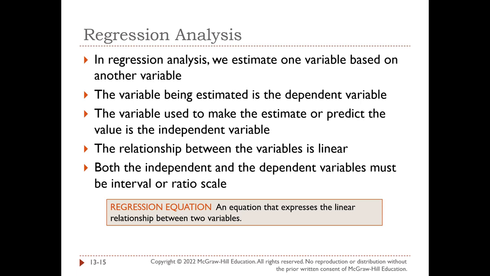The relationship between the variables is always linear. This is why it's called a linear regression. Both the independent and the dependent variables must be interval or ratio scaled, so be cautious of that. Again, it's an equation that expresses the linear relationship between two variables. We're actually going to be using a simple principle called the least squares principle. That's typically the most common one to use in calculating regression on our own. All right, so least squares.